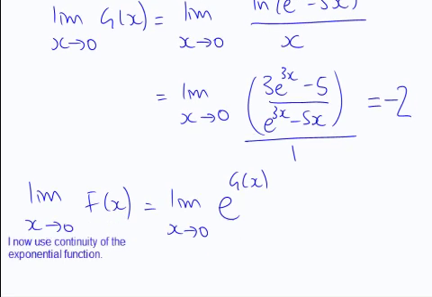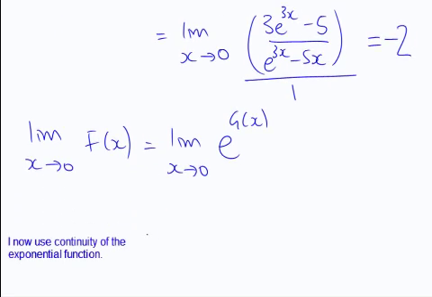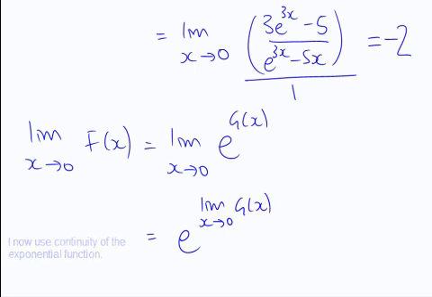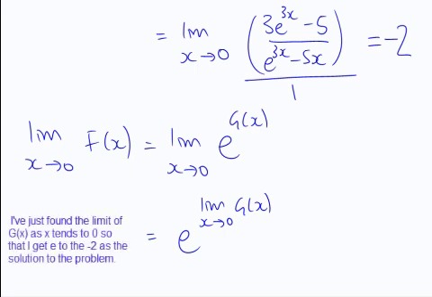And now what I do is use continuity of the exponential function. So, in fact, I'm wanting e to the limit as x tends to 0 of g of x. And that limit is the limit I've just found. So I'm done. I get e to the minus 2. And that's the end of the solution to this second problem.